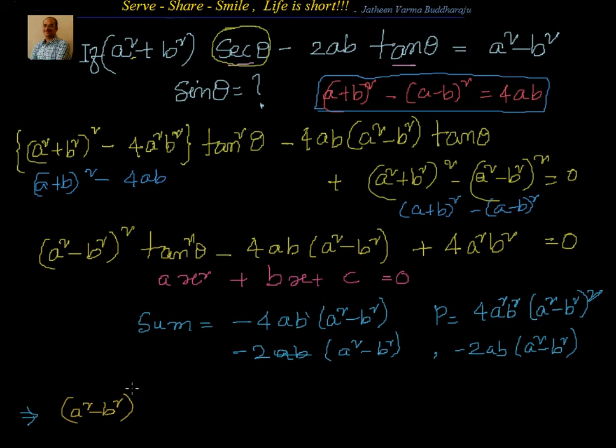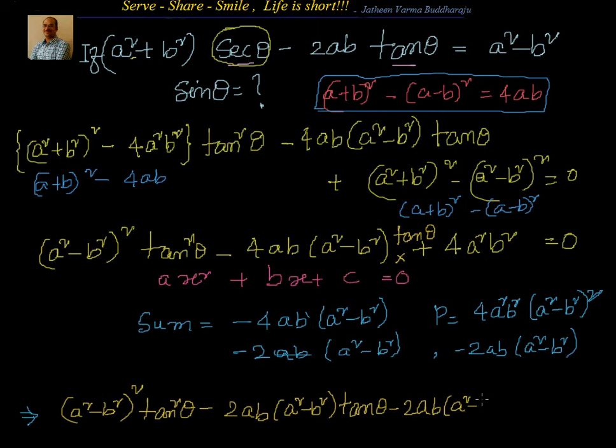(a² − b²)² tan²θ minus 2ab. Oh, by the way, there is a tan θ here. If I don't put it then it won't make sense. Minus 2ab(a² − b²) tan θ, minus 2ab(a² − b²) tan θ, and at the end we have plus 4a²b². So we have a couple of steps more. With that we should be able to find our tan θ.